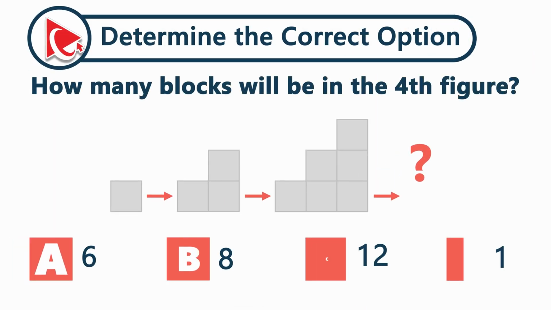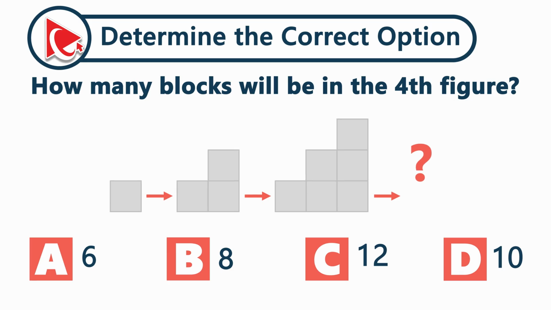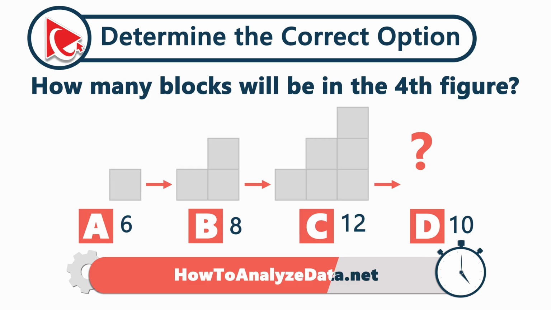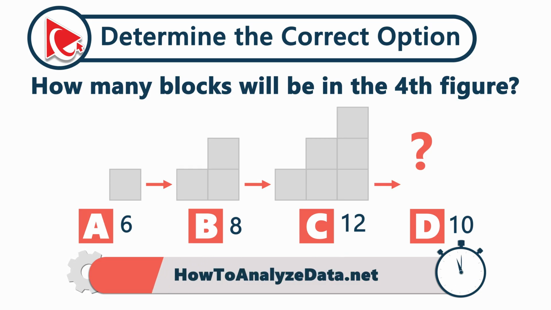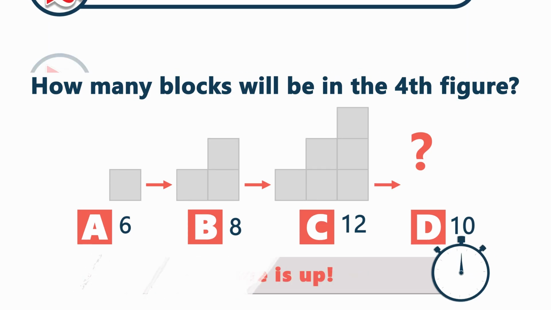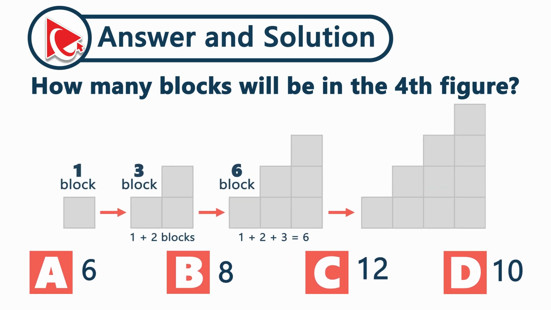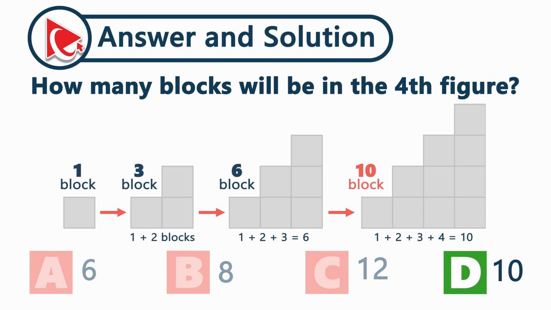Stack up your brain power. Here's the visual riddle. How many blocks will be in the fourth figure? Watch closely. Each shape grows by adding a new row. First has 1 block, then 2 more, then 3 more. What's next? Yep, 4 blocks added to the pile. So the total is 1 plus 2 plus 3 plus 4 equals 10 blocks. And the correct answer here is choice D, 10. It's all about building layer by layer.